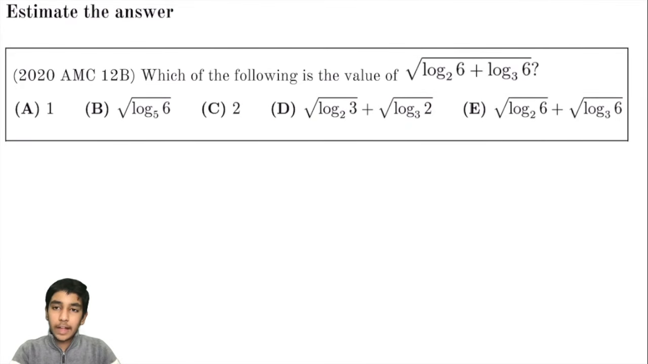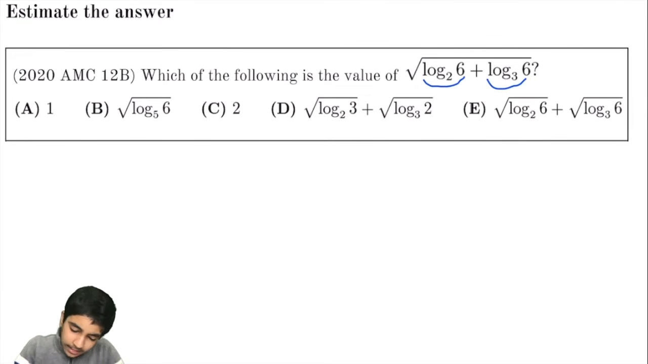Which of the following is the value of the square root of log base 2 of 6 plus log base 3 of 6? So the way to estimate the answer is to approximate these two quantities. We can see that log base 2 of 6 is going to be about 2.5, because 2 to the power of 2.5 is going to be about equal to 6.